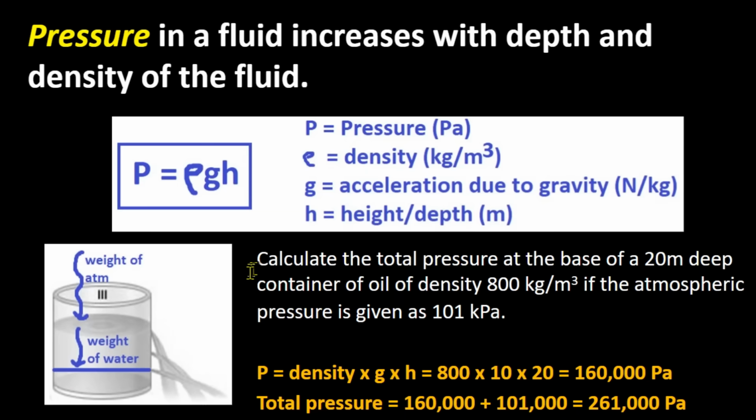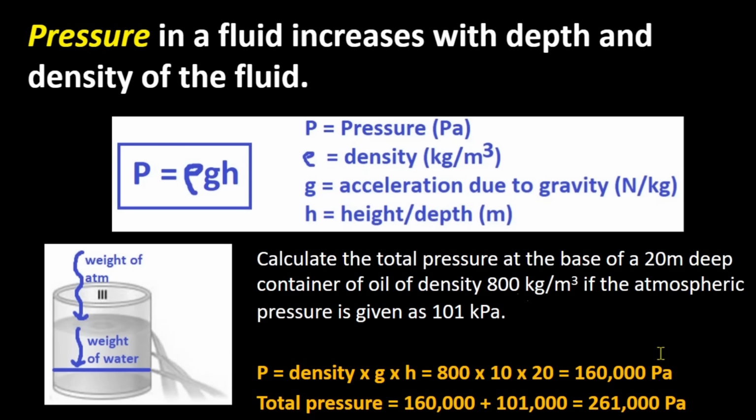Here we have an example question. Calculate the total pressure at the base of a 20 meter deep container of oil of density 800 kg per meter cube if the atmospheric pressure is given as 101 kilopascals. Well, the pressure is the density times g times h. The density is 800, g is 10, and 20 meters deep. 800 by 10 by 20 is 160,000 pascals. That will be the total pressure of the oil.